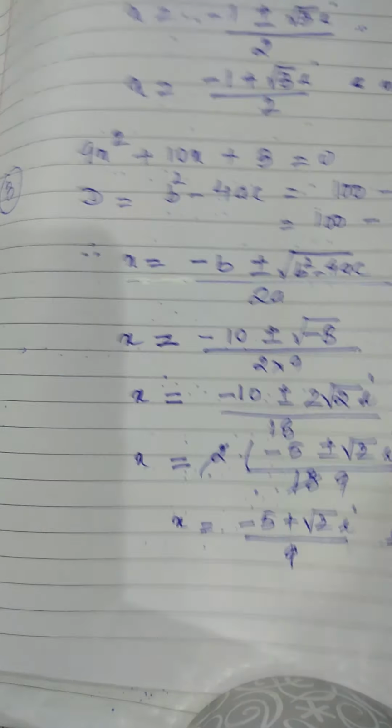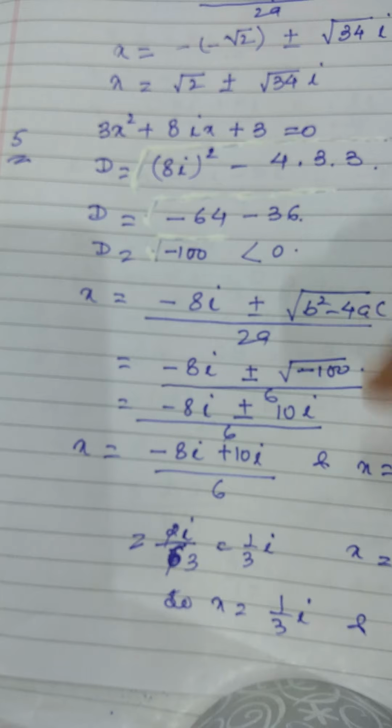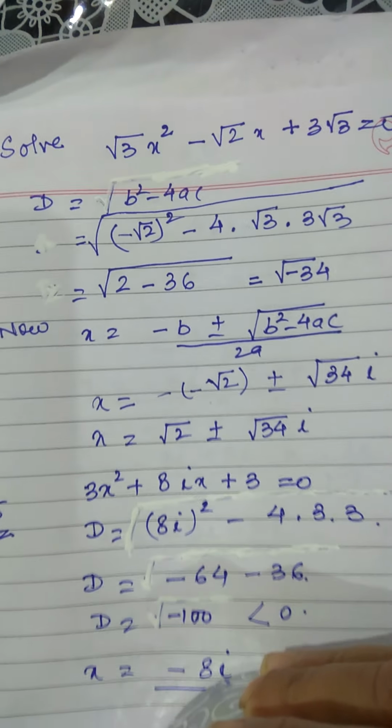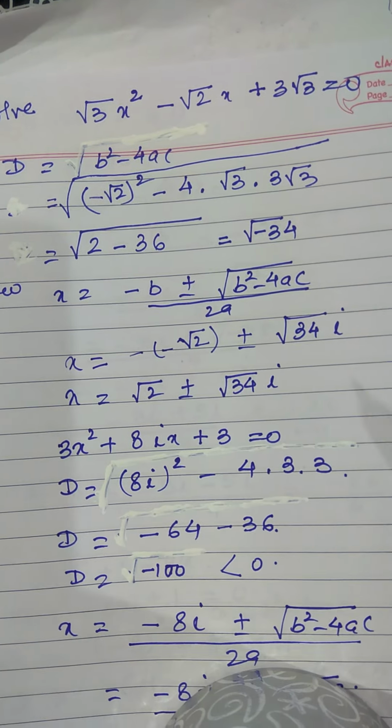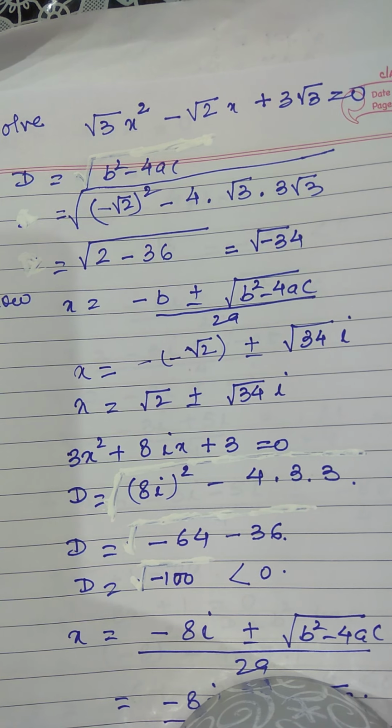So in this way, you can solve quadratic equations with complex roots. The only thing is that you have to find the discriminant first.